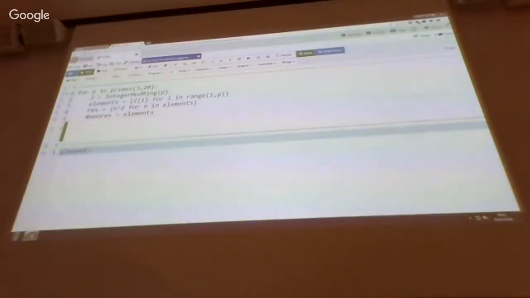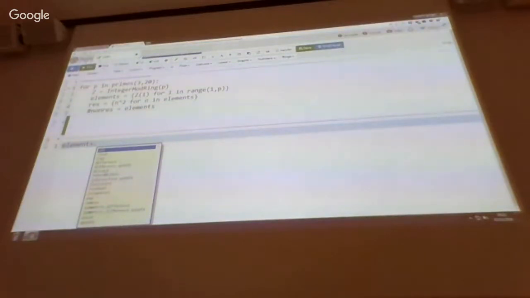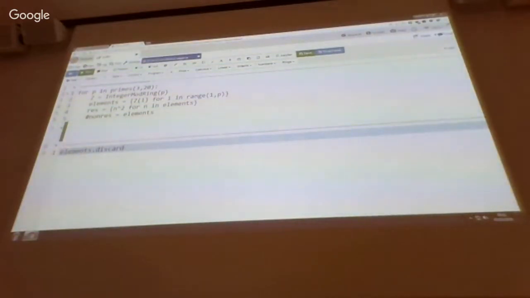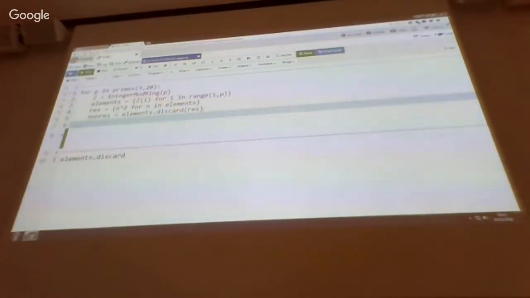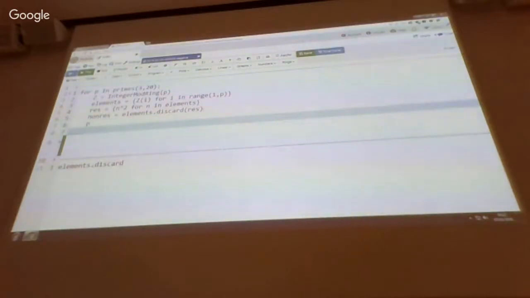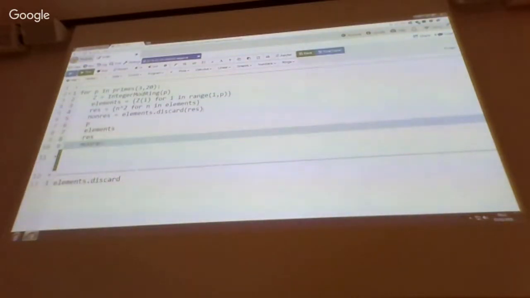Elements. So there will be a set command for getting rid of elements. Discard, I think. And we'll discard the residues. And to start getting some output that we can look at, we'll look at the number P, the elements, the residues and the non-residues.